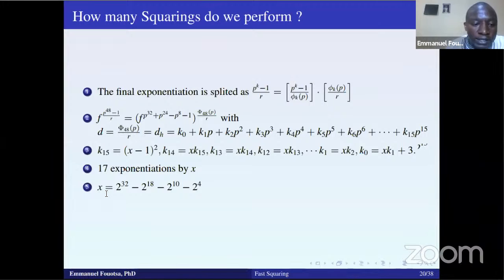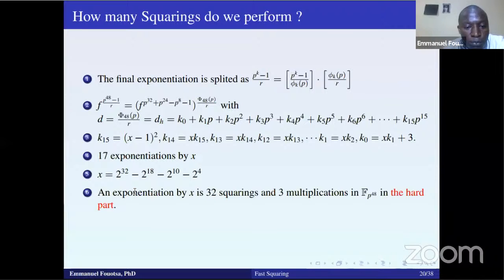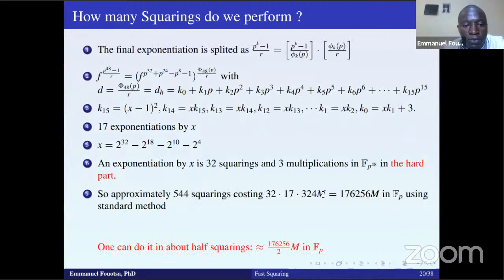So in the previous case, if x is equal to this expression, then an exponentiation by x will cost exactly how many squarings? 32 squarings and just 1, 2, and 3 multiplications. Good. So approximately, if you want to raise this to this power, the number of squarings is exactly 544, because you take 32 squarings for one exponentiation times 17.